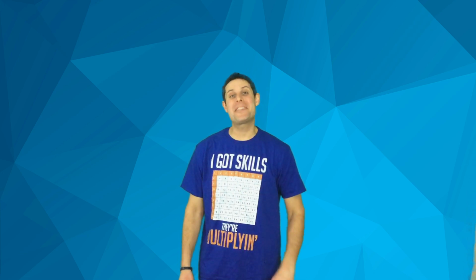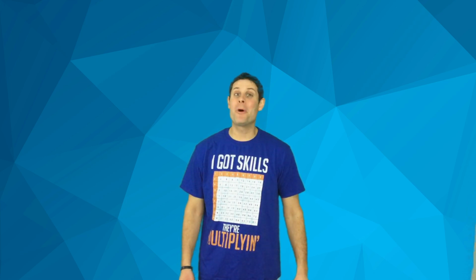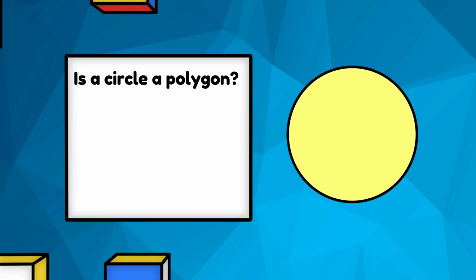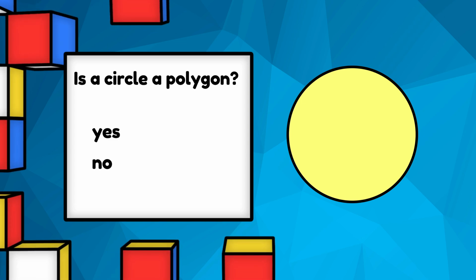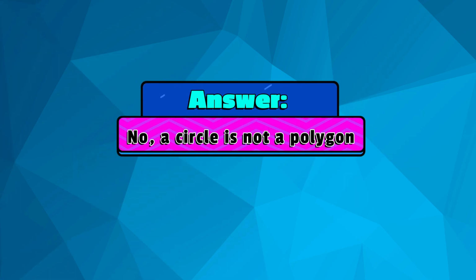Let's try 3 questions to see how well you know them. Question 1. Is a circle a polygon? Yes or no? The answer is no, because circles have curvy lines.